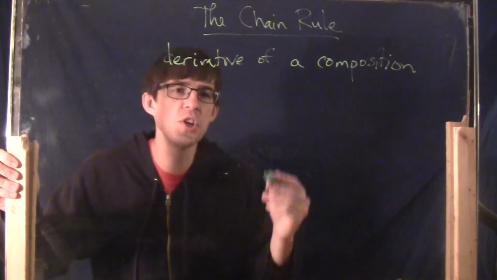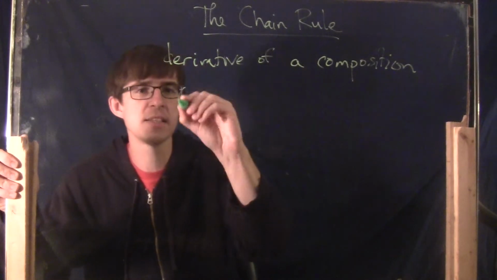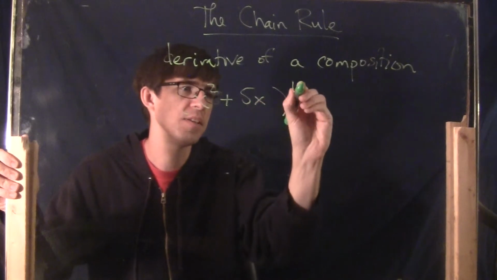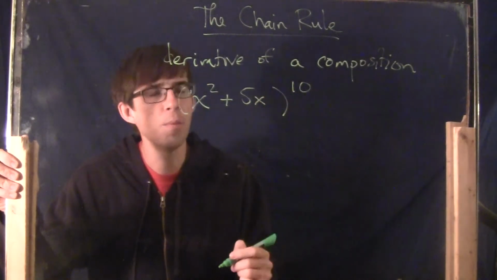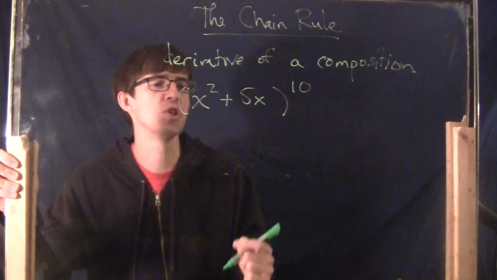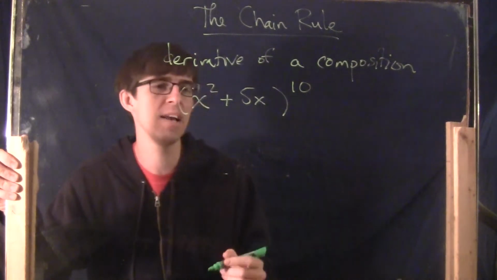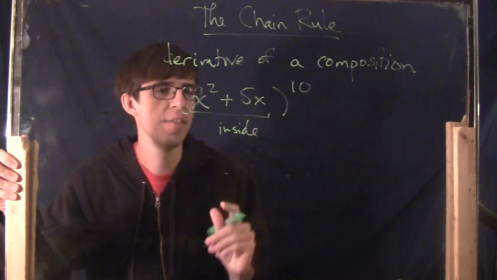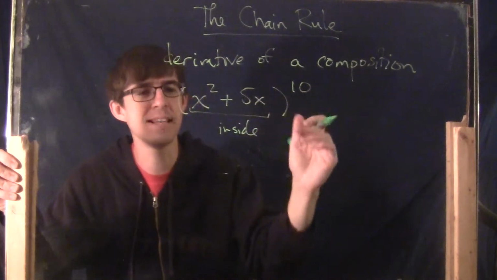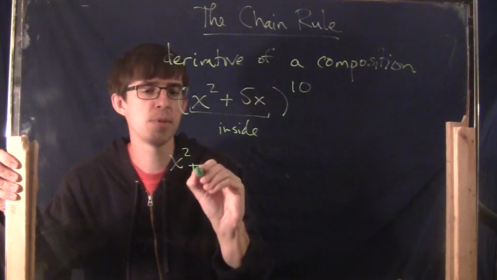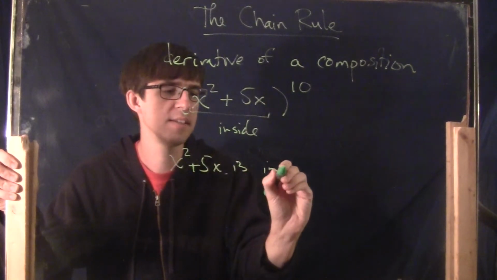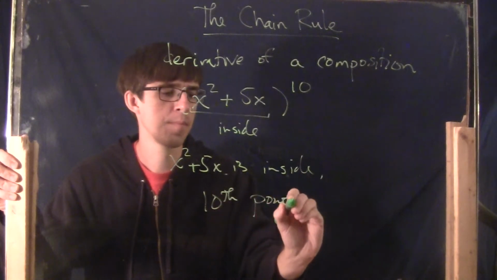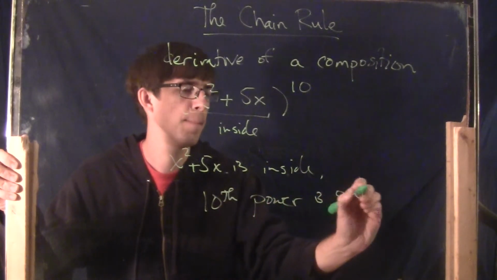Composition means one function inside of another function. Kind of like this. How about x squared plus 5x all to the 10th power? This is what we call a composition of functions. One function inside of another function. Here we have kind of this is the inside thing, and then on the outside is this 10th power. So here x squared plus 5x is inside, and the 10th power is outside, right?